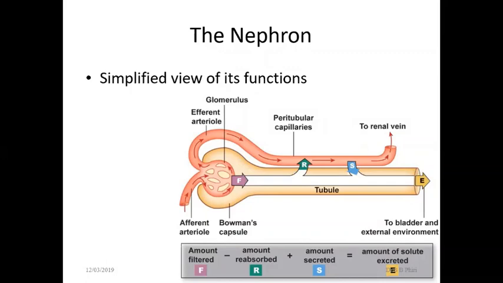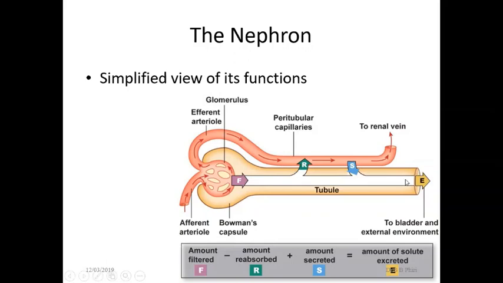So this is a simplified function of the nephron. There are basically 4 major functions of the kidney nephron. The first one is filtration of the blood. Then there will be reabsorption and secretion.